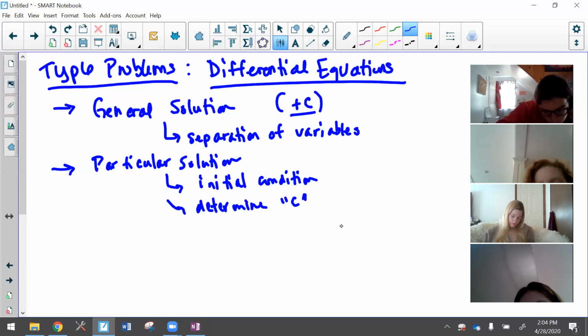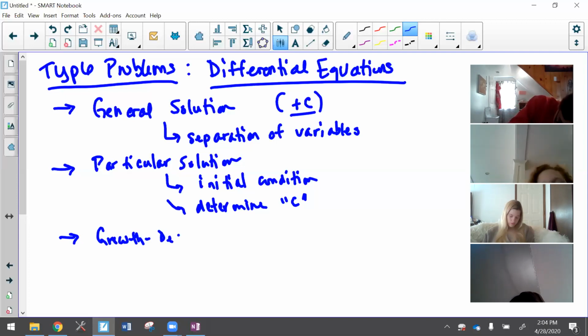You might be asked to state what the domain is of a particular solution to a differential equation. So remember that that's really part of answering the problem, especially if you end up with an x in the denominator or a power of x in the denominator. That solution isn't going to work for 0. Some examples of things that we dealt with were growth and decay problems.